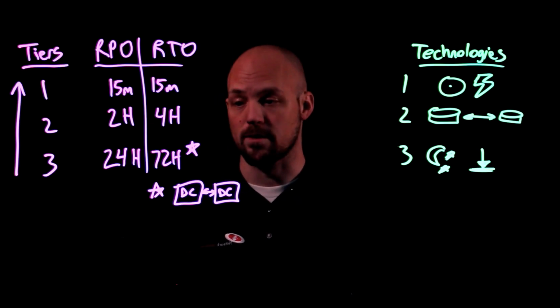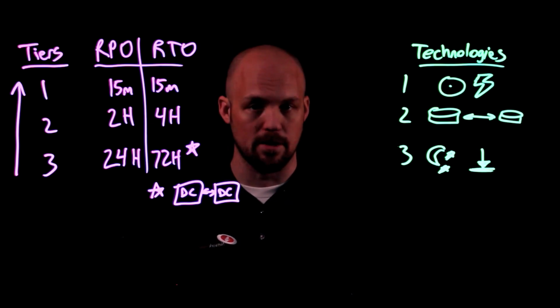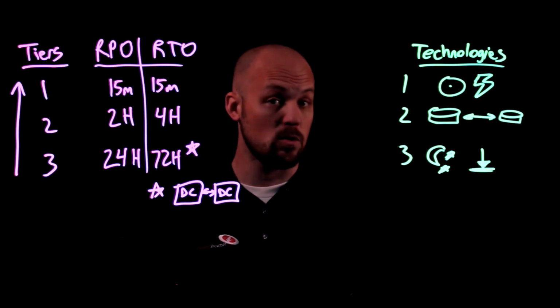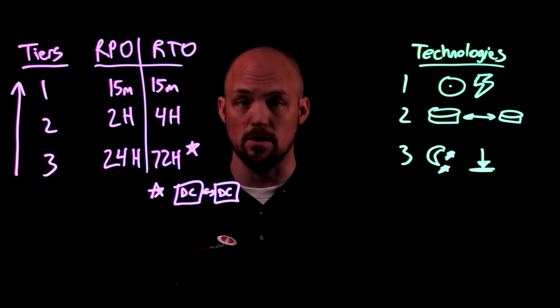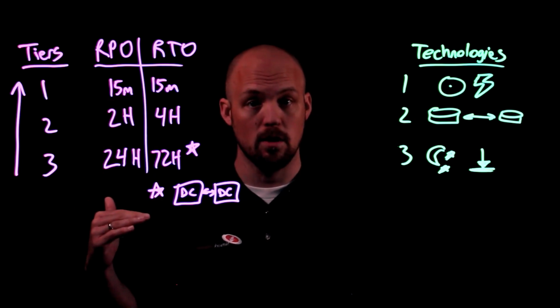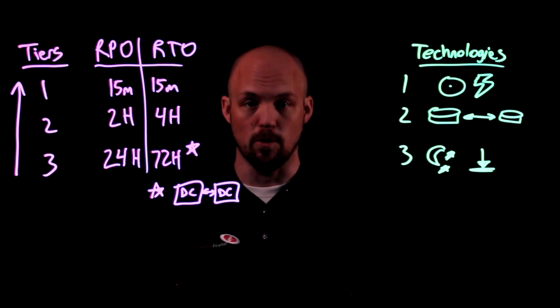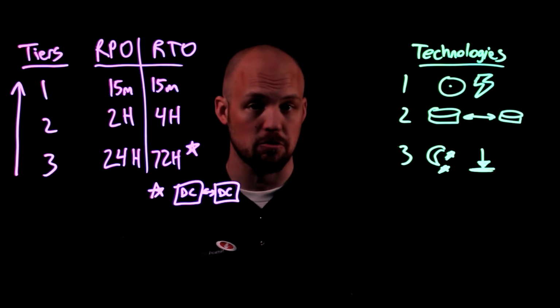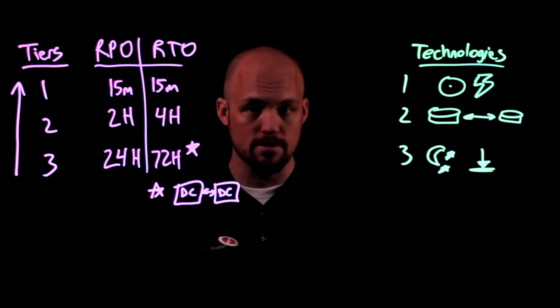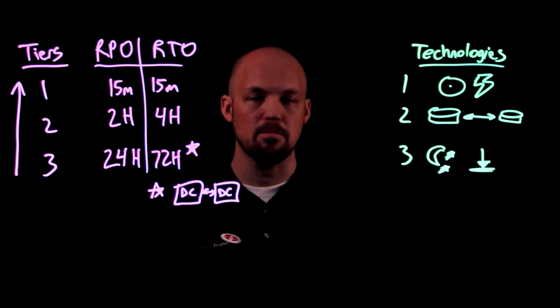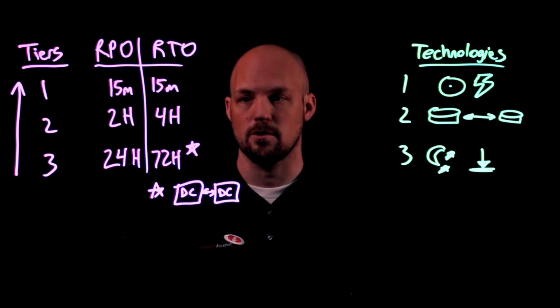If everything went perfectly smoothly, I would say 72 hours is about the best we can do for any of these tiered workloads if we don't have a backup data center. And that backup data center has to have a storage array. It has to have servers ready to go. It doesn't have to be brand new servers. It can be old servers, but just something ready to roll in the event of a disaster.